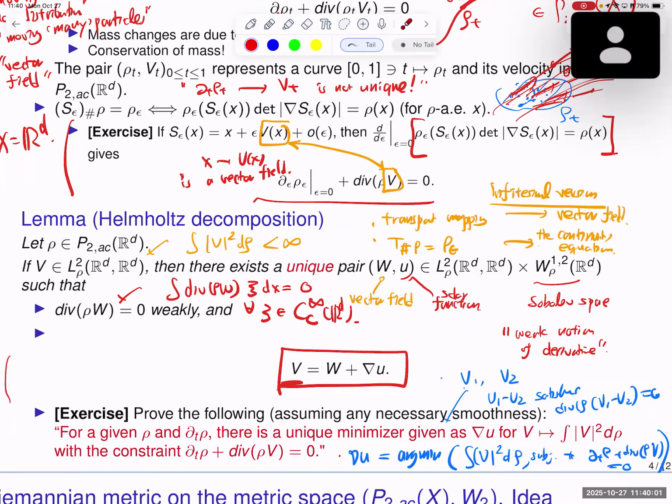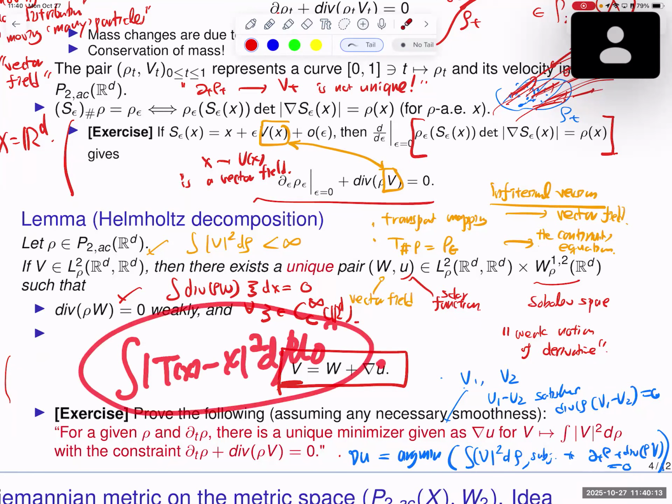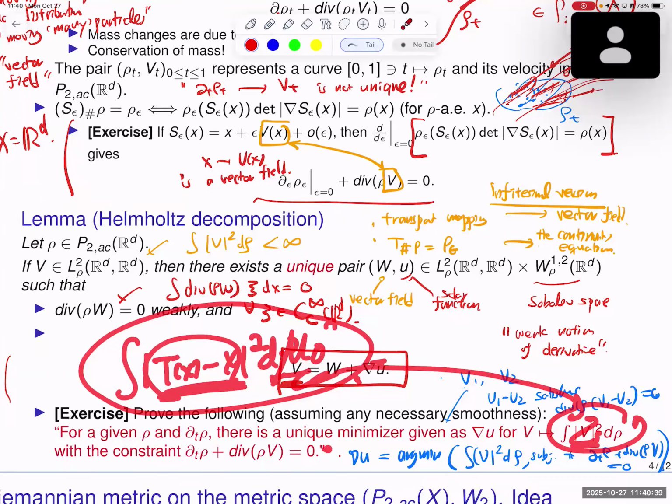Am I making sense? The W2 cost is basically what? The integral of |T(x) minus x| squared in mu zero. This is like the W2 cost for the optimal transport mapping, right? And in the infinitesimal version, this is a vector field. So this integral has this infinitesimal version, just the L2 integral of the vector field with respect to the given measure there. And that vector field transporting the mass is just given here, the continuity equation.